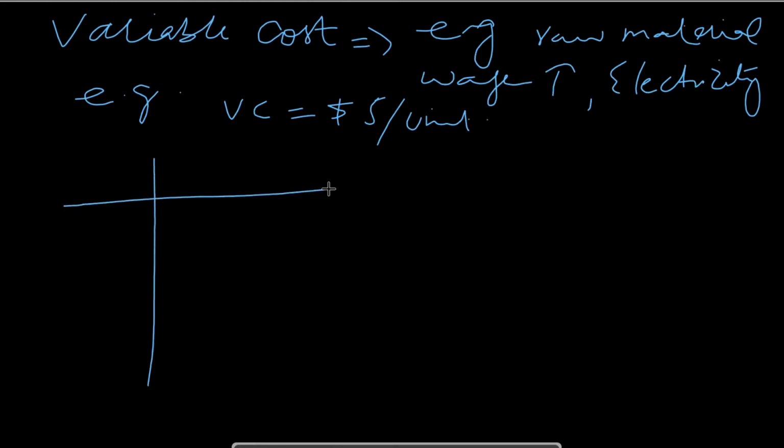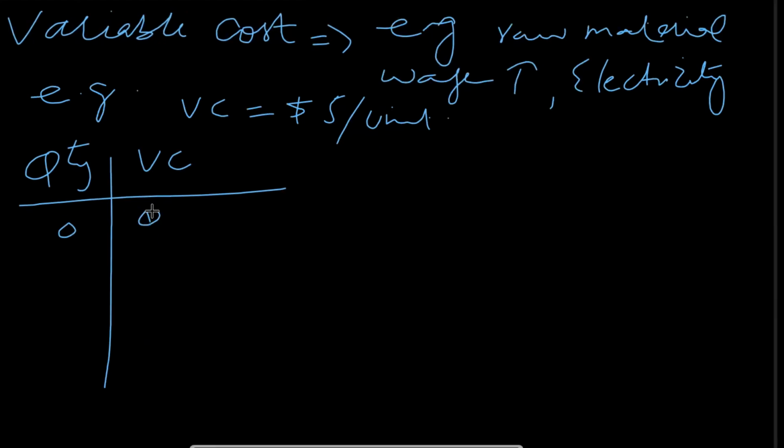If we have, let's say, output, and this is total variable cost. If our output is 0, variable cost will also be 0, because when we produce nothing, we will pay no cost. And if output is, let's say, 10, variable cost will be 50, because 10 into 5 will give us 50. If we further increase output, our variable cost will rise. If we further increase our output, our variable cost will further rise.